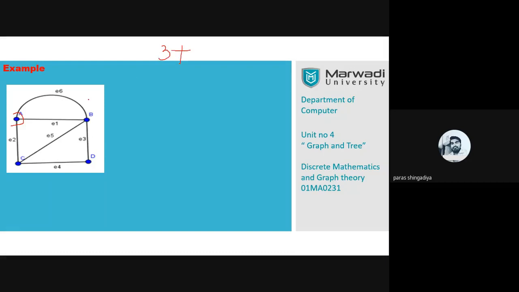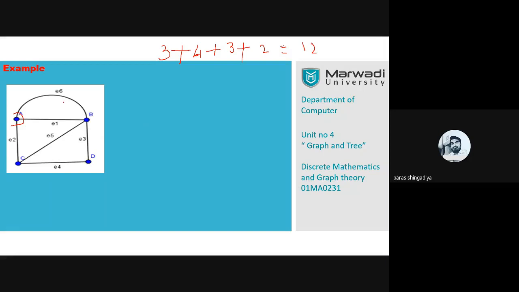Then the second one, degree of B. There are 4 edges: 1, 2, 3, 4. So degree of B is 4. That is a simple one. Degree of C is 3, and plus degree of D, it is 2. So 3 plus 4 plus 3 plus 2 is equal to 6 plus 4, it is 10, plus 2, so it is 12. So one answer is 12.